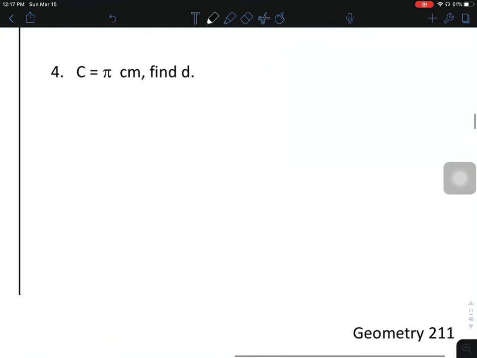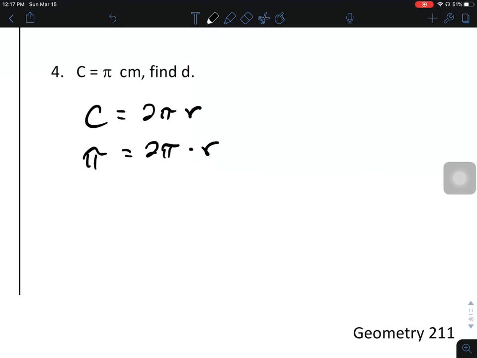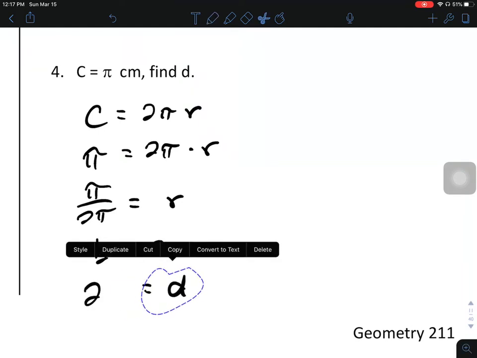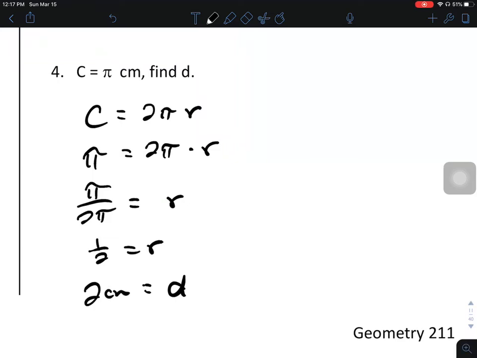Check out number 4. We've got the circumference, so we want to find the diameter. Circumference is 2 times pi times r. Circumference is pi, that's going to equal 2 pi times r. If you divide both sides by 2 pi to get r by itself, you're going to get r is a half. The diameter is twice that, so the diameter is 2 centimeters.